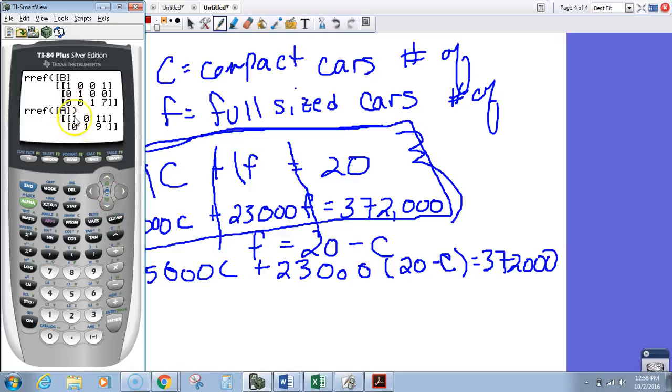This means, remember we had compact cars first? So this means 1 compact car is equal to 11 that were sold. And this bottom line means 1 full-sized car is equal to 9, okay? So if I sold 11 compact cars, that means I sold 9 full-size cars, right? You add those up and it's 20. So the answer here, we want C, right, is going to be, and I'm not going to go far enough to give you that answer, but I think you guys got it.